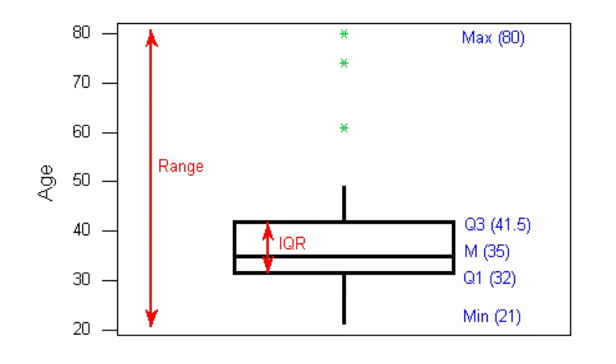To summarize, note that in the box plot, we can see the following. In blue, the five-number summary. In red, the range, which is the spread of all the data, and the IQR, the spread of the middle 50% of the data. And in green, we see the three outliers.